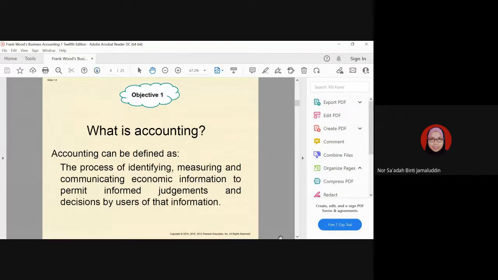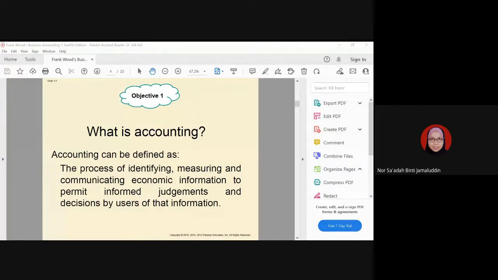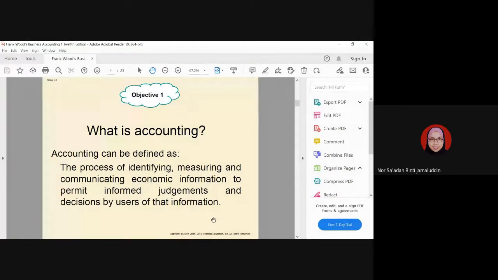Okay, next, we go to objective number 1. What is accounting? Accounting can be defined as the process of identifying, measuring, and communicating economic information to permit informed judgment and decision by users of that information.